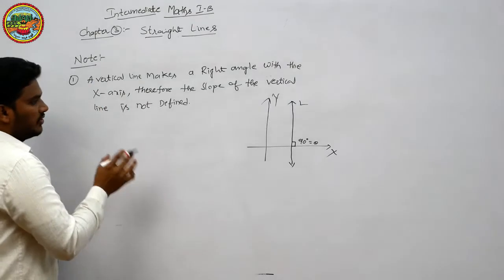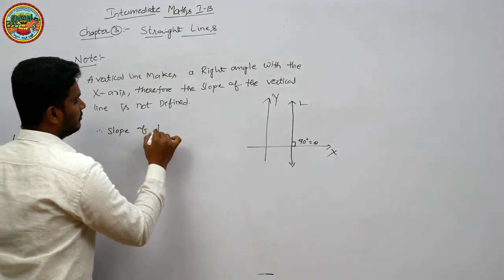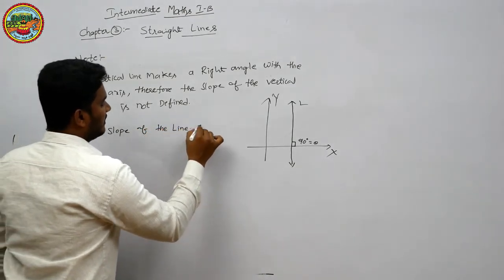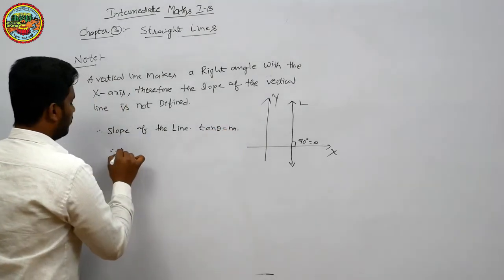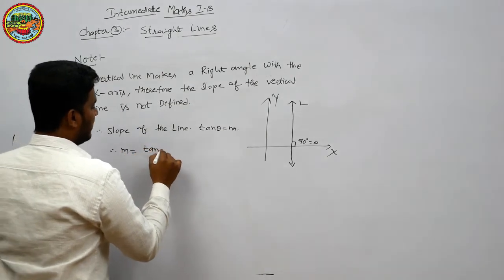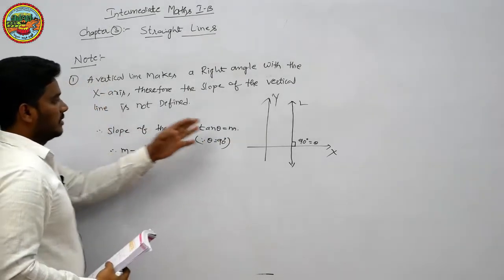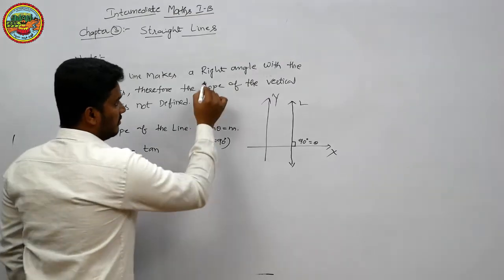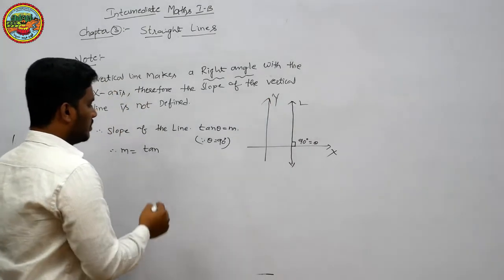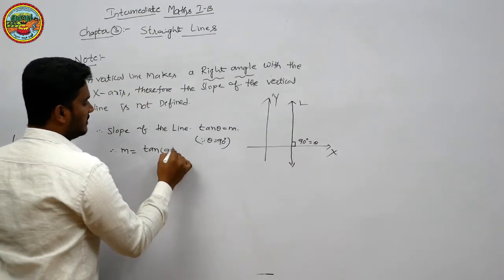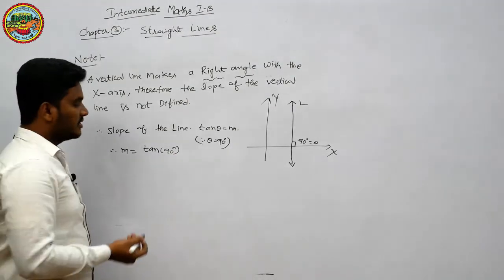Why is the slope not defined? We have the slope of the line, tan theta is equal to m. Since theta is equal to 90 degrees, the line makes a right angle with the x-axis. Right angle means theta is equal to 90 degrees. So in theta we place 90 degrees, and tan 90 degrees is not defined.